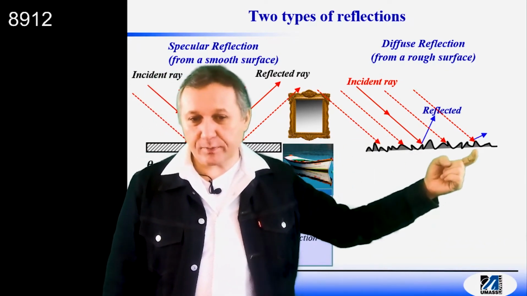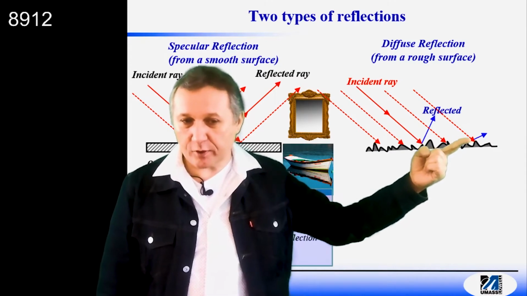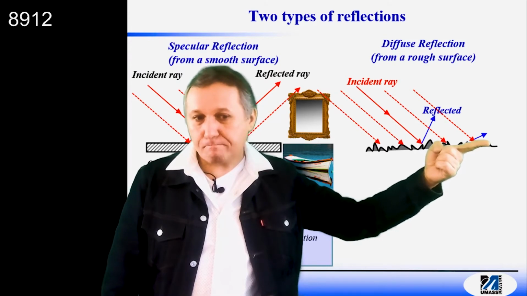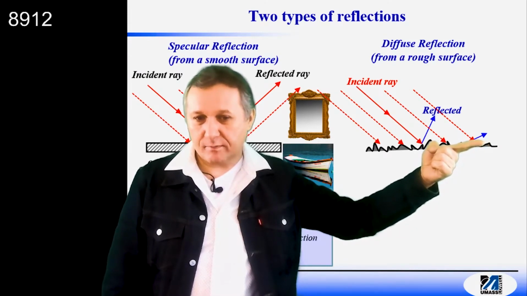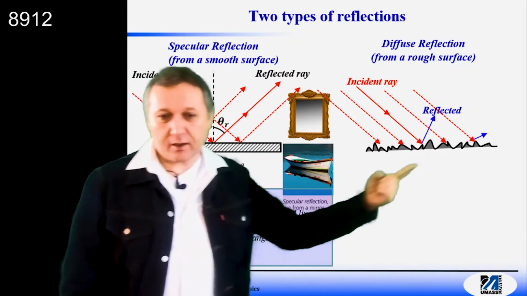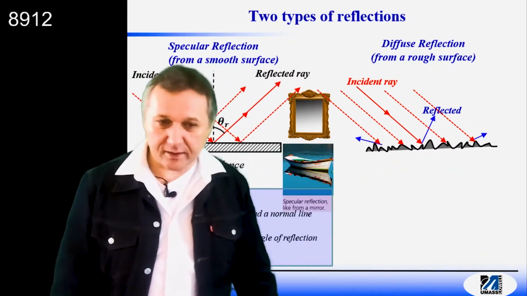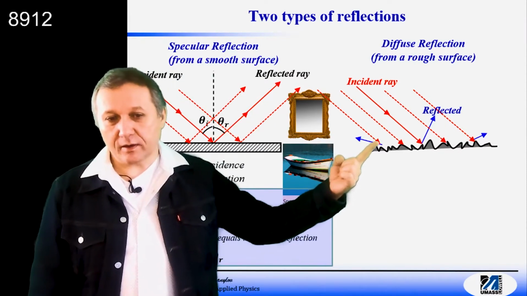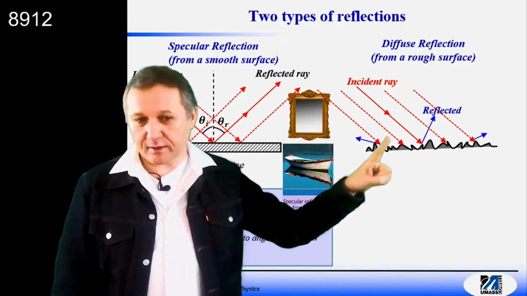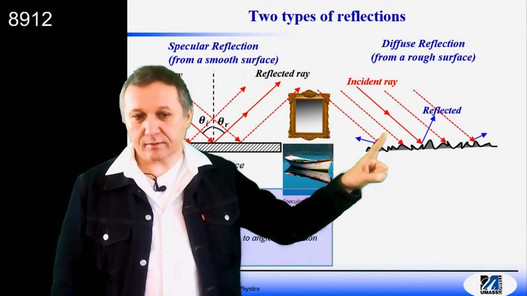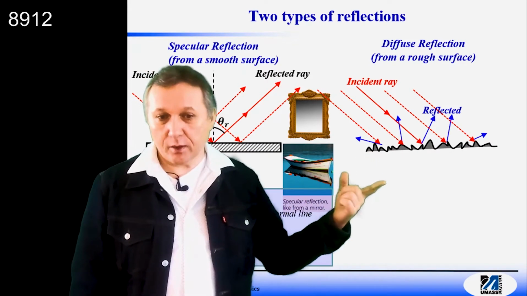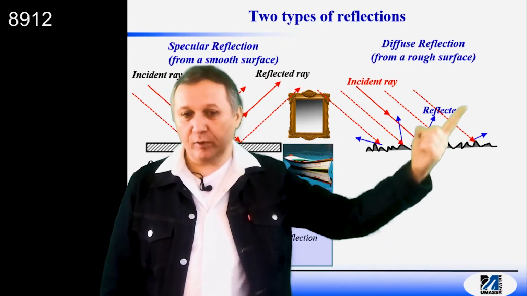Then, if you take, for example, this ray, at that particular point where this ray hits the surface, the surface might be at a position like this. So, according to the law of reflection, this ray will be reflected that way. Then, similarly, this ray maybe hits the surface, and the surface at that particular point is oriented like this. So again, according to the law of reflection, this ray will be reflected this way.